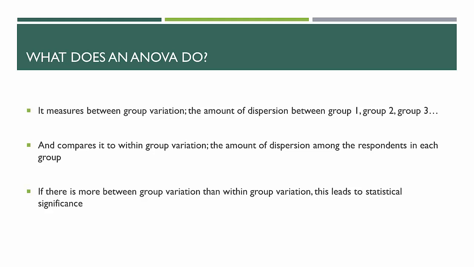Now, the ANOVA checks to see whether there's more between group variation than there is within group variation, right? And so if there's more between group variation than within group variation, this leads to statistical significance. This leads to us getting closer to rejecting the null hypothesis and saying that there is a significant relationship.